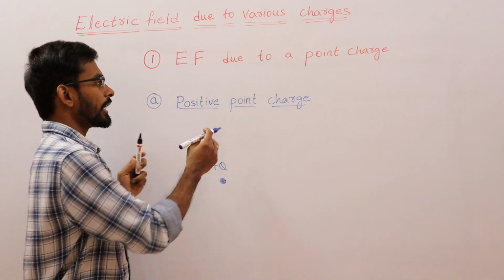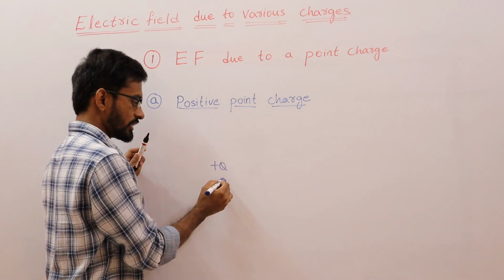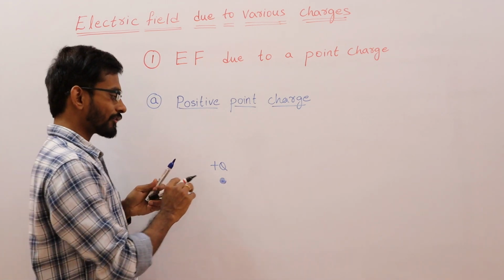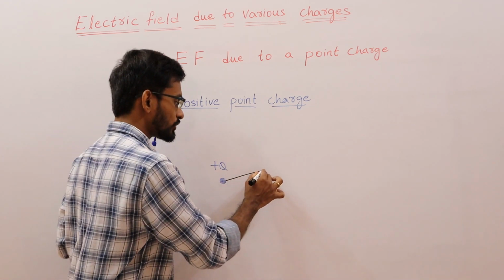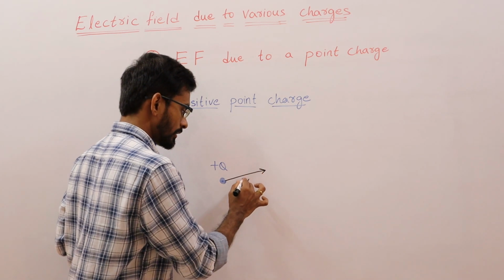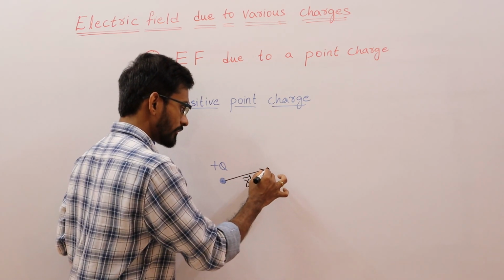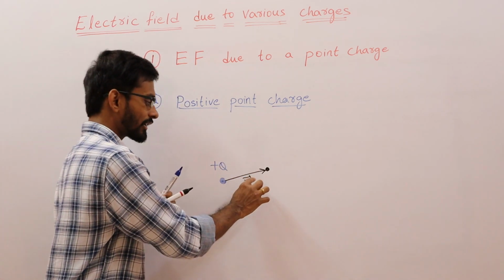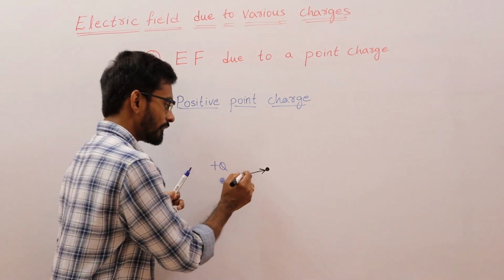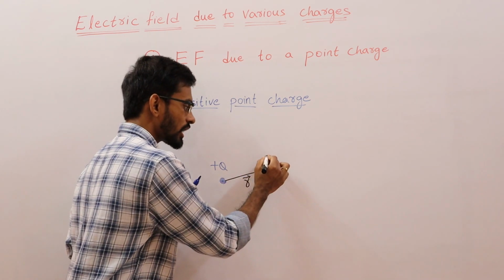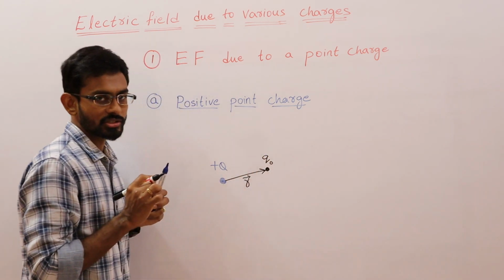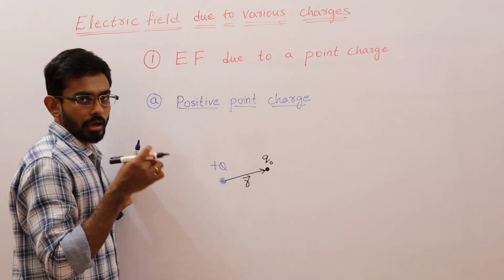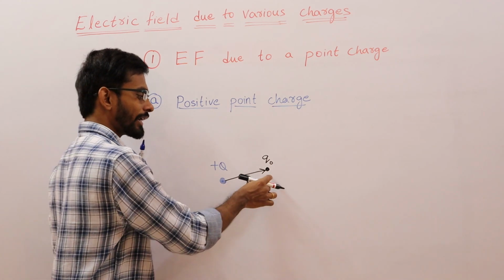So let us consider a positive point charge here, plus Q. Now let us calculate electric field strength due to this at a position vector r bar. So at this particular point we want to calculate electric field strength. Now to find electric field strength at this point, we have to place a test charge here. Let us place a small test charge Q0. Now we can use Coulomb's law to find the force of interaction between these two.